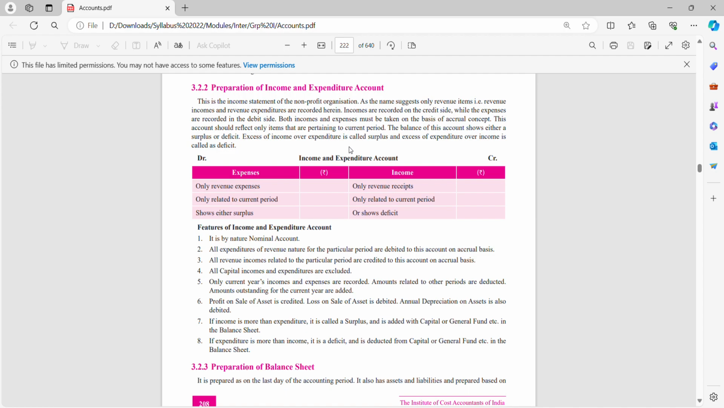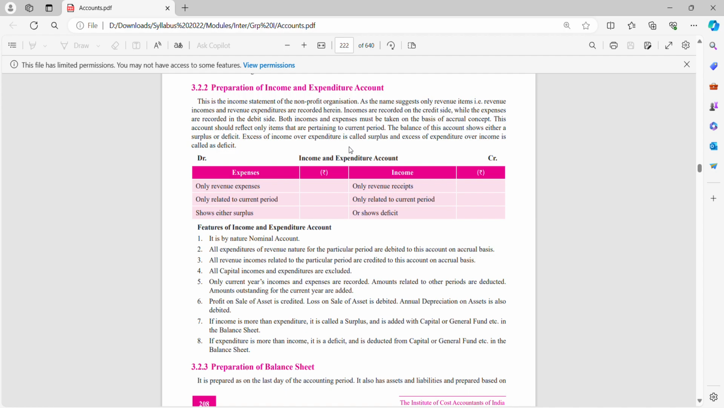So this is the income statement of a non-profit organization. As the name suggests, only revenue items, that is revenue income and revenue expenditure, will be taken here. Incomes are recorded on the credit side while expenses are recorded on the debit side. Both must be taken on the basis of accrual concept. This account should reflect only items pertaining to the current period. The balance of this account shows either a surplus or deficit, correct?